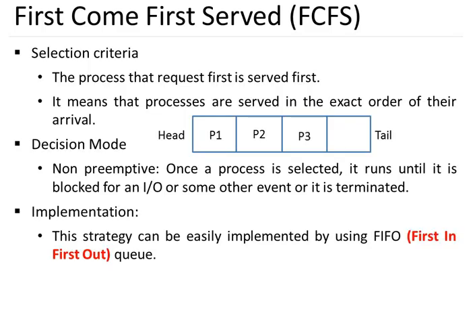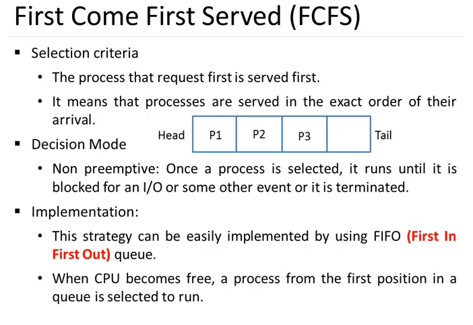Now, implementation. This strategy can be easily implemented by using a first in first out queue. Very easy. When the CPU becomes free, the process from the first position in the queue is selected to run. For example, if P1 is completed, then the CPU will be allocated to process P2. After that, it will be allocated to process P3, after completion of the particular process.